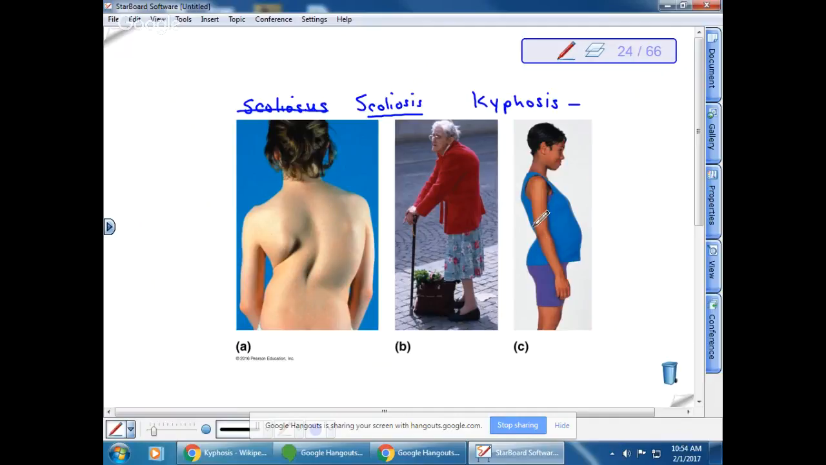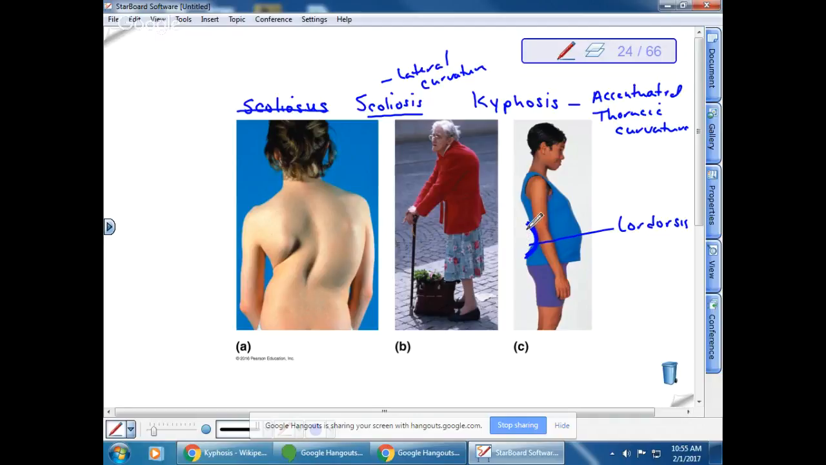Okay, so what do you think this one is? This is an accentuated lumbar curvature, right? So this would be an accentuated lordosis. This is accentuated thoracic curvature. This is a lateral curvature. And lordosis is an accentuated lumbar curvature. So that's in the back of the body.